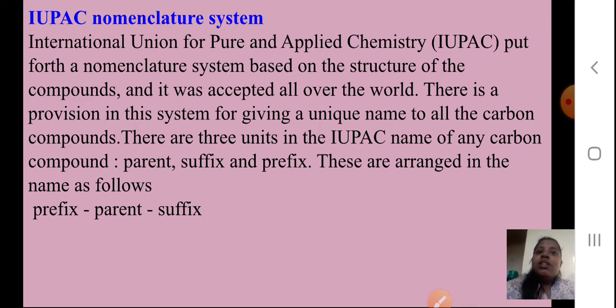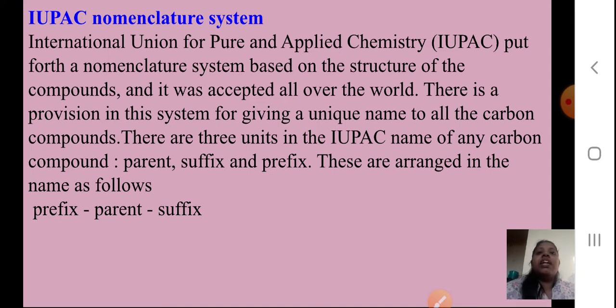Okay, IUPAC nomenclature system. The International Union for Pure and Applied Chemistry, that is IUPAC, put forth a nomenclature system based on the structure of the compounds, and it was accepted all over the world. So we are using it now also. There is a provision in this system for giving a unique name to all the carbon compounds. There are three units in the IUPAC name of any carbon compound: parent, suffix and prefix. These are arranged in the name as follows: prefix, then the parent, and then we write the suffix.